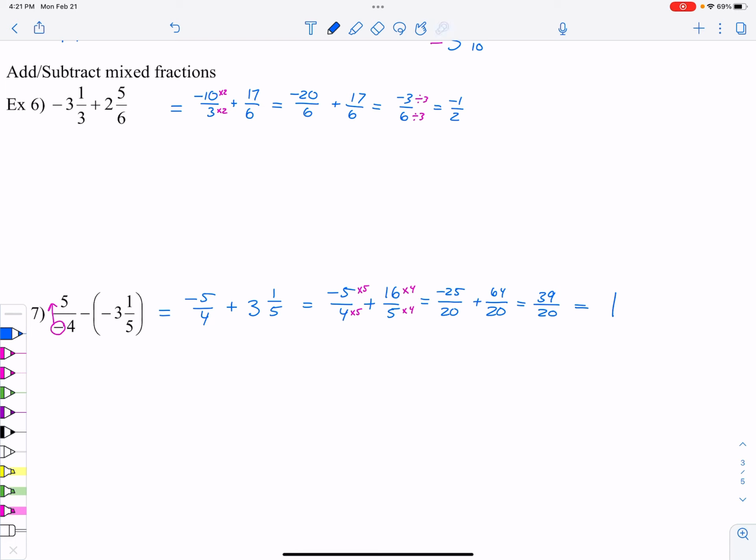So 1 means that we have 20 parts that were converted into our 1. We're going to do 39 minus 20. We have 19 bits left over. So our answer as a mixed fraction will be 1 and 19 over 20. So sometimes they'll ask you for this. Other times it'll just say leave it as an improper fraction. So you'll have 39 over 20.